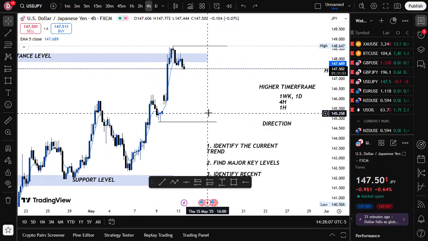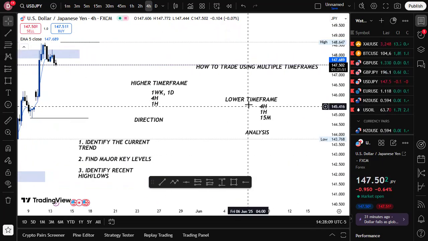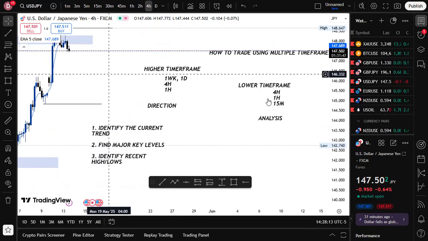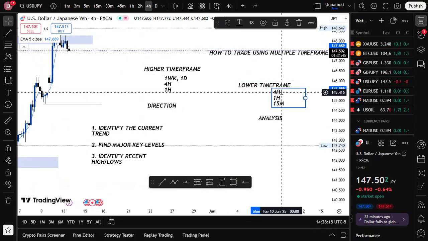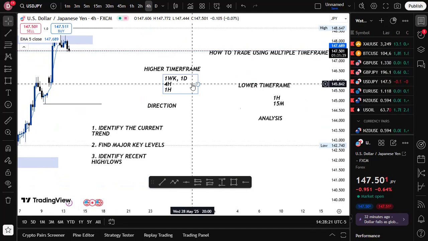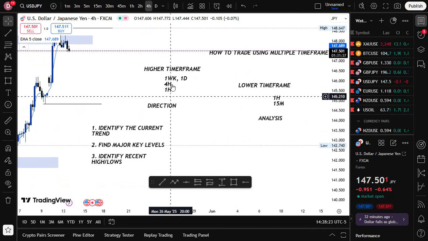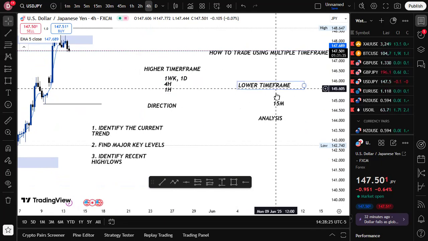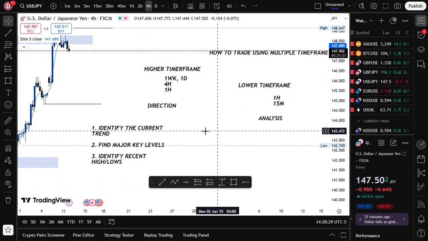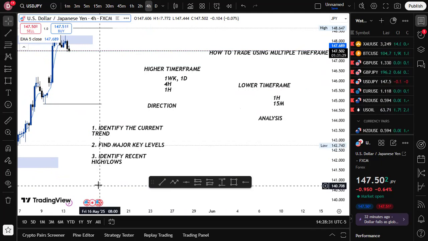Now what we are going to do is move to the next time frame, the lower time frame. What we did now is on the 4 hour time frame. So let me just delete this 4 hours here. It depends. If you are trading with 1 week or daily as your higher time frame, then on your lower time frame you can put the 4 hour. But since we are using the 4 hours, we'll go with the 1 hour.